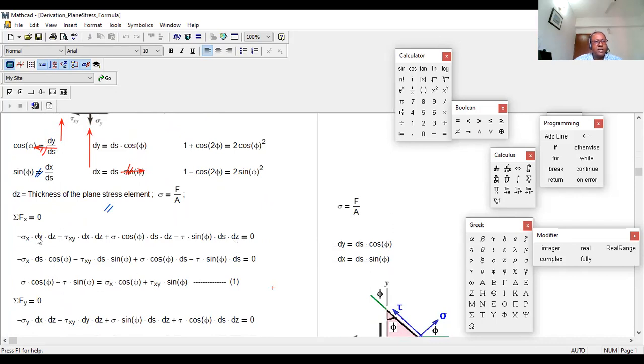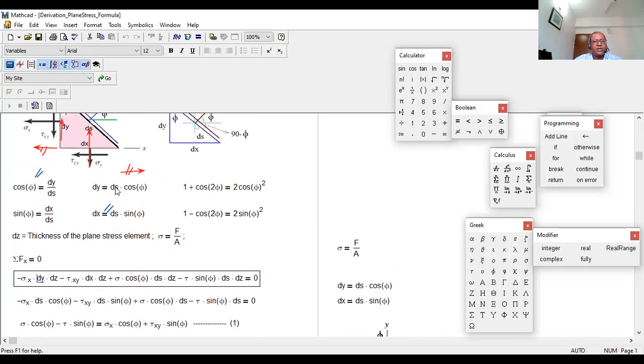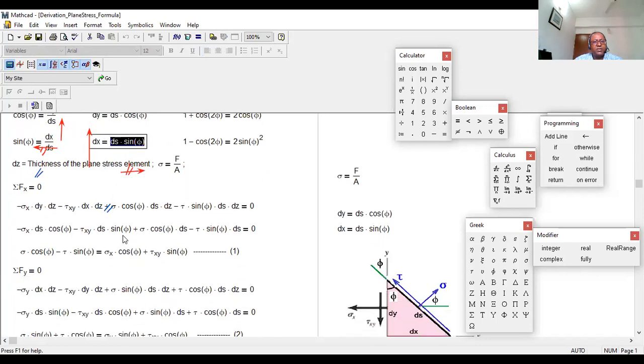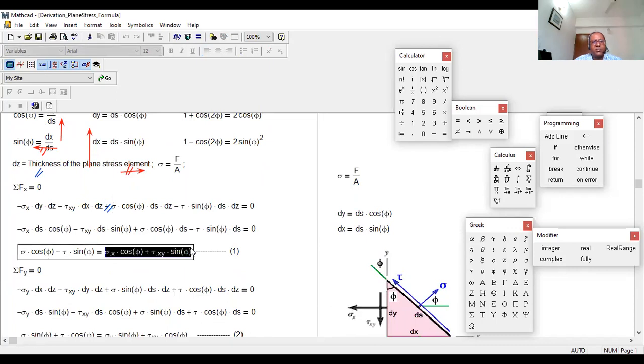So now this dy, we can substitute dy equal to ds into cos phi, dx equal to ds into sine phi. That you put over here. Then you see ds is gone. You have only this one, sigma cos phi, tau sine phi, equal to this formula. This is equation 1. You see the right side is a known value.